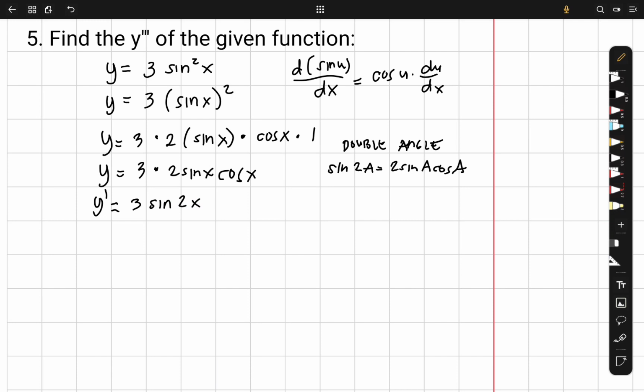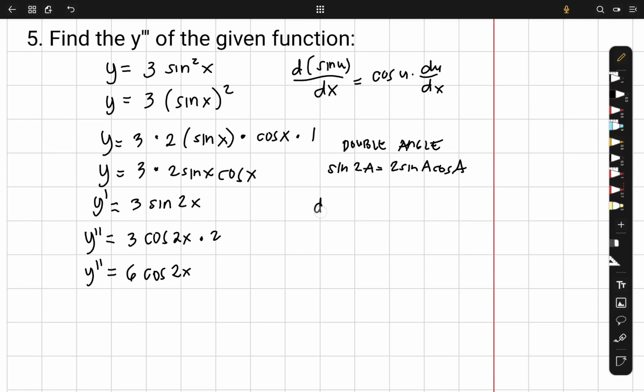Tapos, kunin natin yung second derivative ng ating y prime. So, y double prime is equal to 3. So, derivative ng sine natin, that is cosine 2x multiplied by u. Yun nasa loob natin, that is 2. So, we have y double prime is equal to 6 cosine 2x.